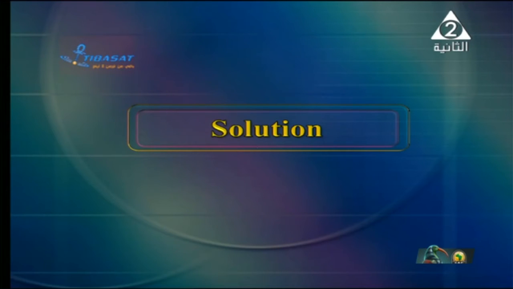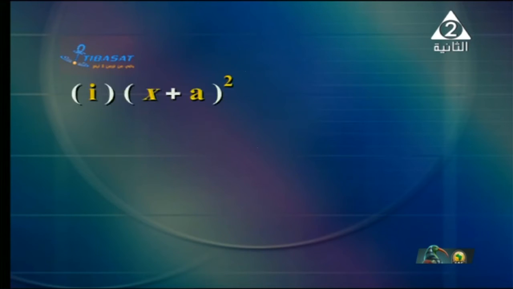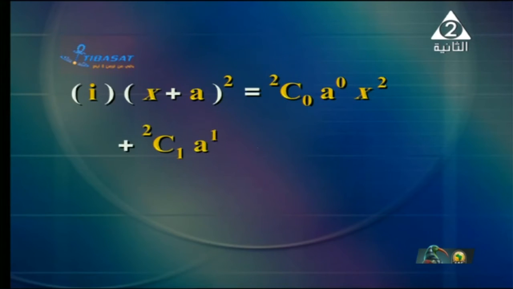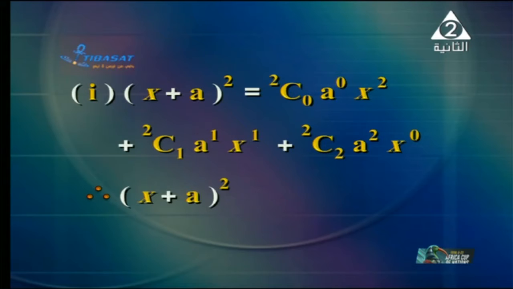Solution: (x plus a) for all power 2 by the binomial theorem: 2C0 a power 0 x power 2 plus 2C1 a power 1 x power 1 plus 2C2 a power 2 x power 0. It has 3 terms. Then the answer is x power 2 plus 2xa plus a squared.